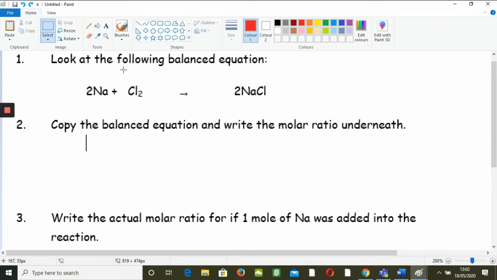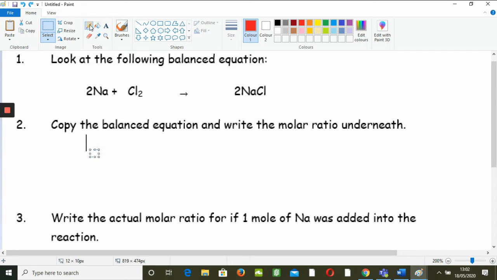So for the very first question, you've got a balanced equation where sodium is reacting with chlorine to produce sodium chloride. It says copy the balanced equation and write the molar ratio underneath. So I'm just going to write the molar ratio underneath because I'm using Paint quite quickly. Basically you're just writing the number of moles of each substance in the equation, separated by ratio signs.